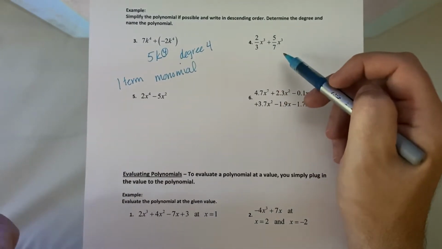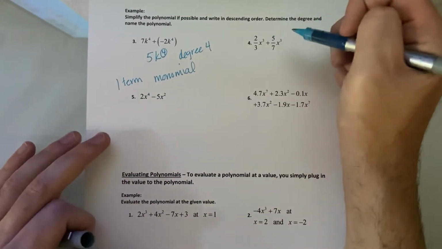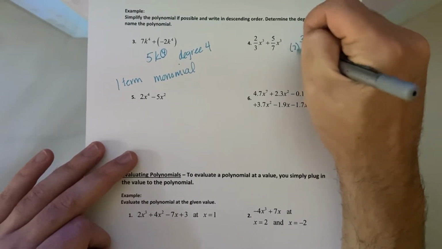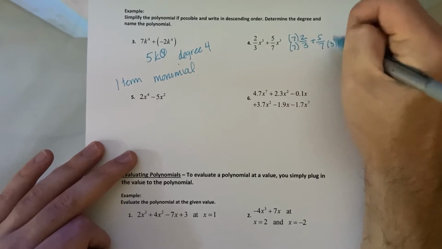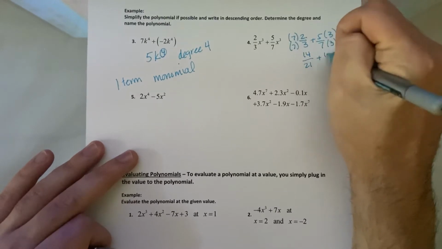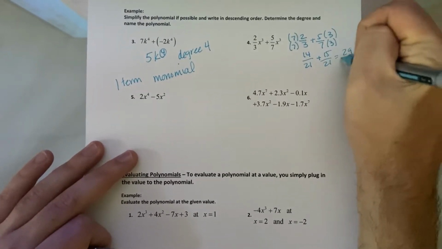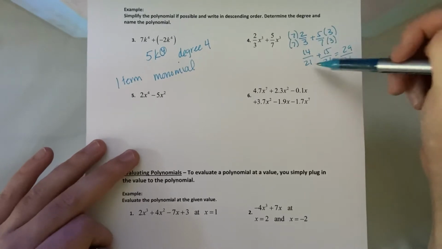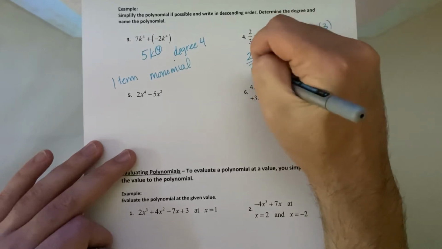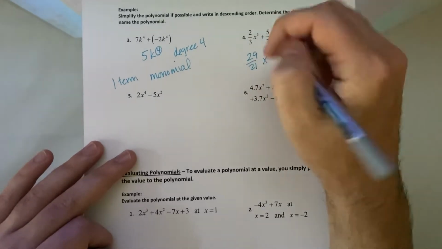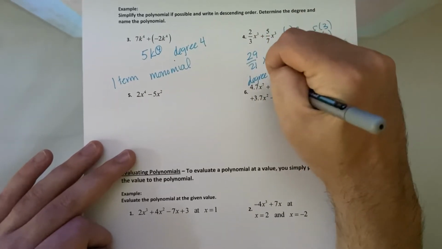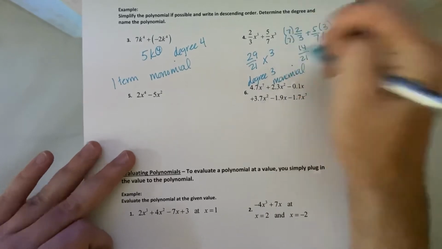2/3 x cubed plus 5/7 x cubed, do they have the same exponent? Yes. So if we have to do 2/3 plus 5/7, we need a common denominator, so multiply by 7 and 3. 14 21st plus 15 21st makes 29 21st. So as a reminder, once your denominators are the same, you just add or subtract across the top. This is 29 21st, x cubed. It's degree 3 because it's an x cubed. But it's also still a monomial because once we combine, there's only 1 term.